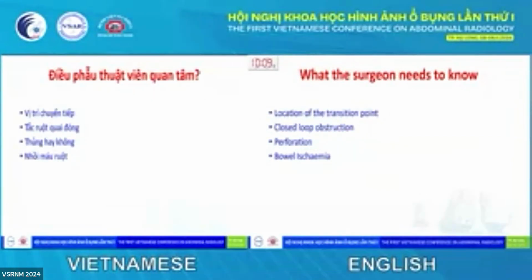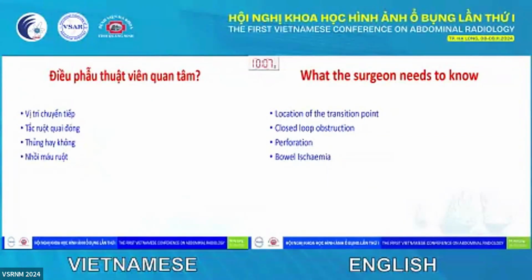So when reading scans where the request form states that there's presence of intestinal obstruction, it's important to include in the report what the surgeon needs to know. The surgeons will need to know where is the location of the transition point and whether there's a presence of a closed loop obstruction, because that would indicate that this patient is at greater risk of perforation or bowel ischemia. Now, of course, we want to look for other complications such as perforation and bowel ischemia.